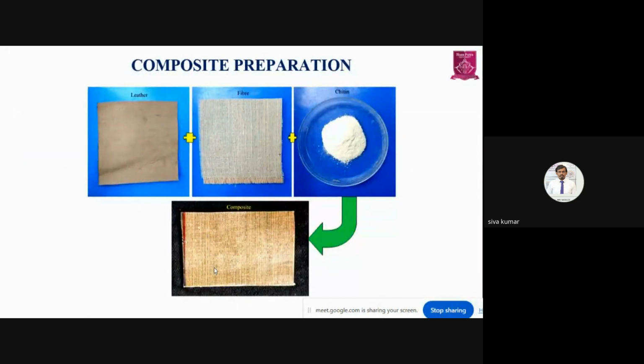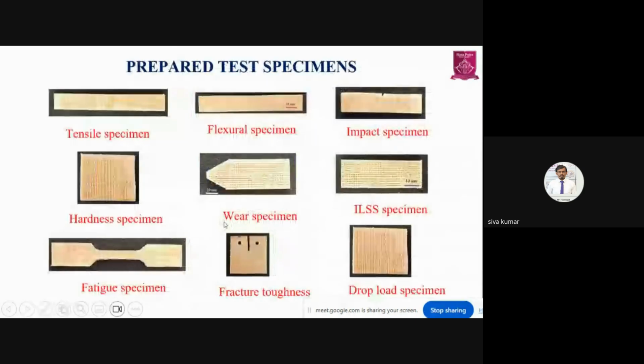So this is the cured one, leather and fiber and chitin. This is after fabrication. And these are all my prepared testing specimens. I did many tests as I mentioned in the methodology. This is the tensile specimen. It is a flexural specimen. Then impact and hardness, wear, ILSS, fatigue specimens, and fracture toughness and drop load specimens.